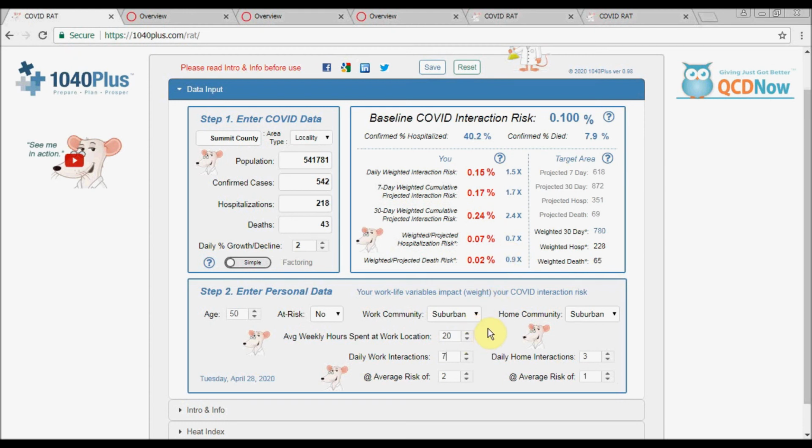Now, this is someone who works in the suburbs. There are other factors here too. As you know, urban areas are more densely populated. Whether they live or work in the city, those folks that they interact with are likely to have had more interactions themselves, which increases our risk. And you can see we're running a little bit ahead of the straight line projections.